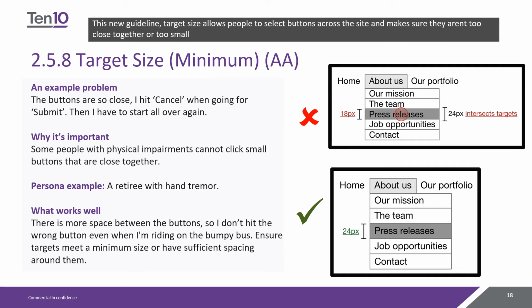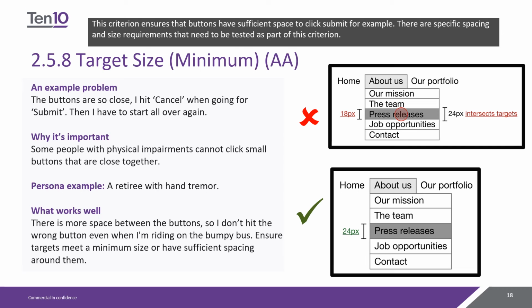This new guideline, Target Size, allows people to select buttons across the site and make sure they aren't too close together or too small. There are some people with physical impairments that cannot click small buttons that are close together and have problems seeing them. So this criterion ensures that the buttons have sufficient space to click Submit, for example. There are some specific spacing and sizing requirements that need to be tested as part of this criterion.